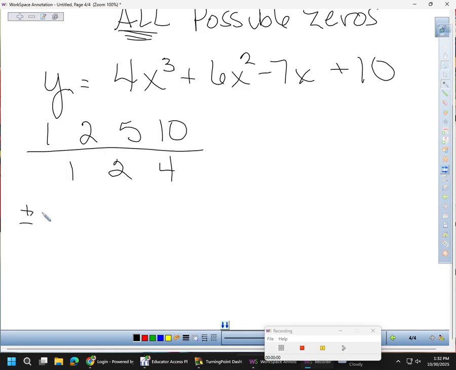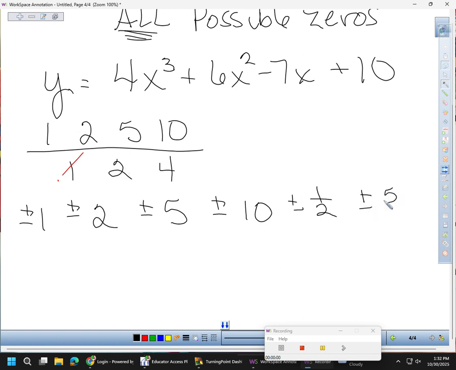So we're going to start here. Plus and minus 1 over 1 is 1. Plus and minus 2 over 1. Plus and minus 5 over 1. And plus and minus 10 over 1. All right, we're done with that one. Let's go to the next one. We have plus and minus 1 over 2. Plus and minus 2 over 2, which we already have. Plus and minus 5 over 2. And plus and minus 10 over 2, which we already have, right? So now we're done with 2.